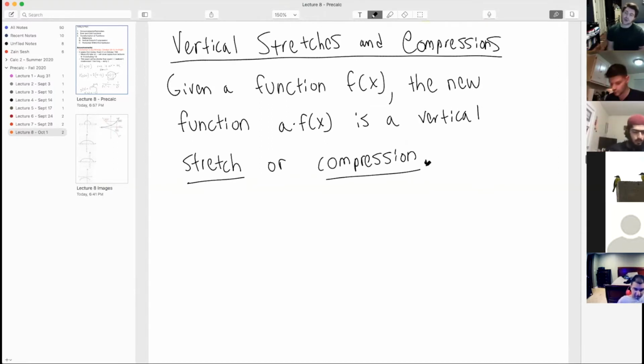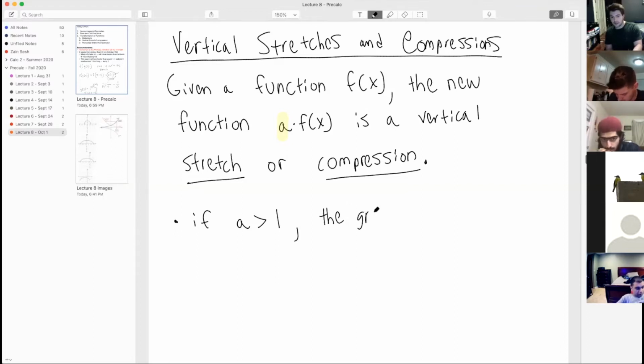Okay, and how do we figure out whether it's getting stretched or if it's getting compressed? Well, that just depends on this coefficient a. It's completely determined by what a is. So how does that play out? Well, this is how it works. If a is strictly greater than 1, it's a stretch. The graph is stretched vertically.